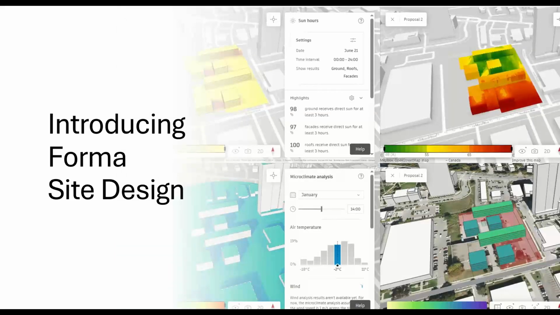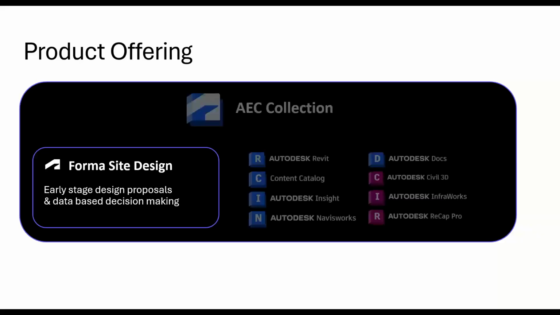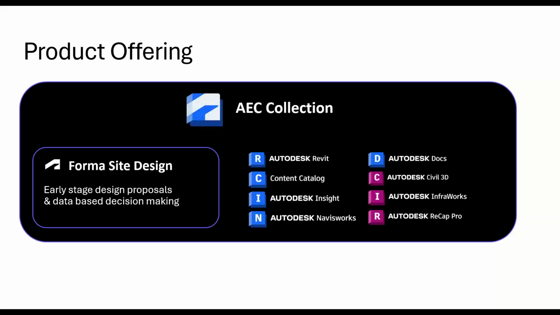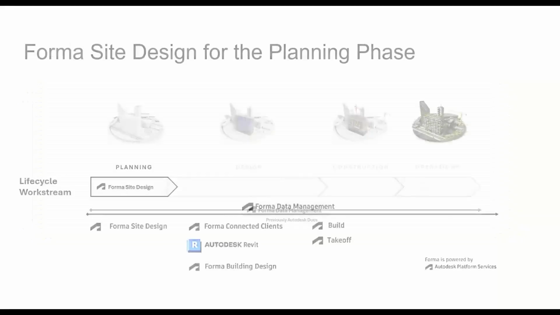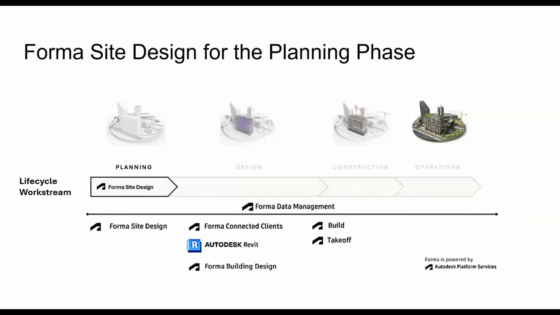Now let's talk a little bit about Forma Site Design, which is the product that we have on hand. And the Forma Site Design offerings, or how you can get it, is through the AEC collection. So if you have the AEC collection, it's right there. You can have it. You can also purchase it as a standalone. And it's geared toward the early design stage. So that's what we want to focus on.